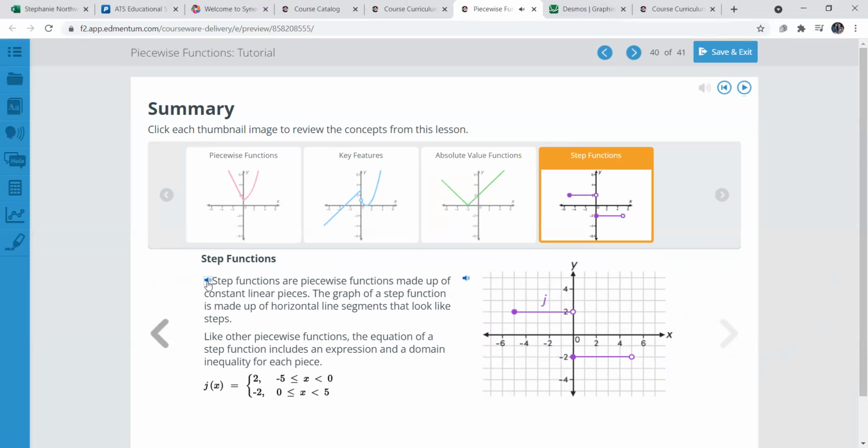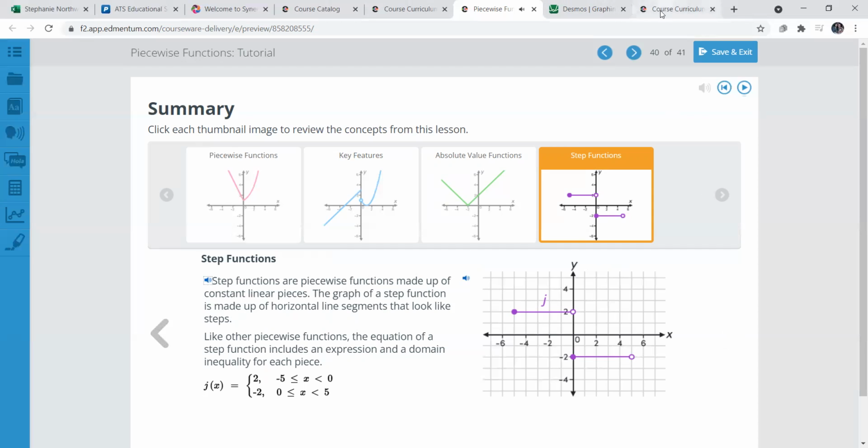Step functions are piecewise functions made up of constant linear pieces. The graph of a step function is made up of horizontal line segments that look like steps. Like other piecewise functions, the equation of a step function includes an expression and a domain inequality for each piece. J of x equals 2 for x greater than or equal to negative 5 but less than 0, and negative 2 for x greater than or equal to 0 but less than 5.